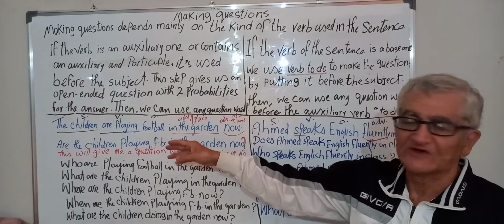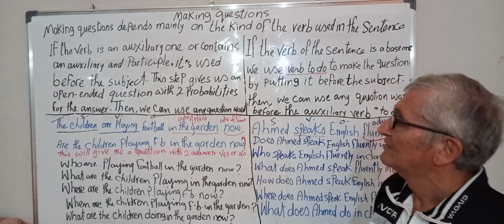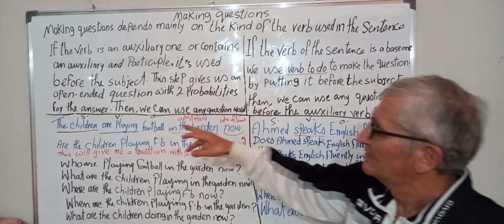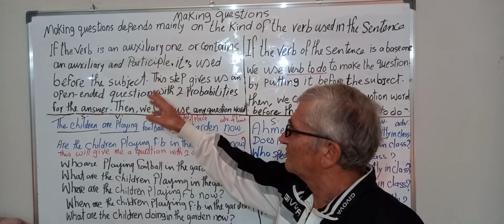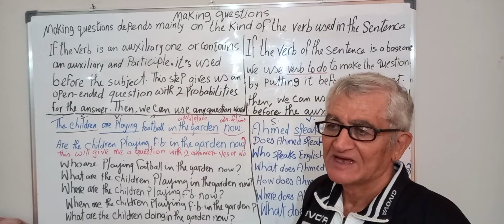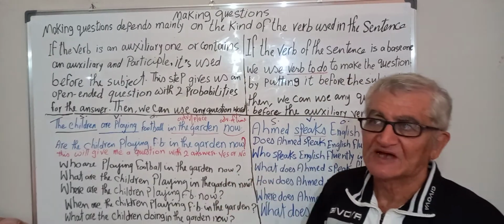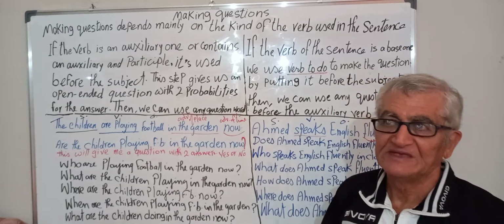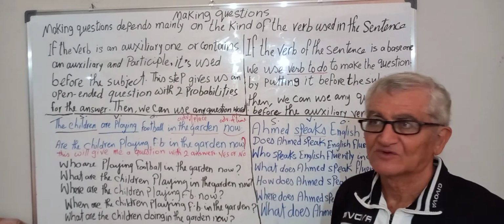They are all treated the same way when we use them in making questions. I will begin with the auxiliary verb. Like this example, we put the auxiliary verb before the subject of the sentence as a first step. Why? Because this step gives us an open-ended question. That means the answer has 2 probabilities, either yes or no.